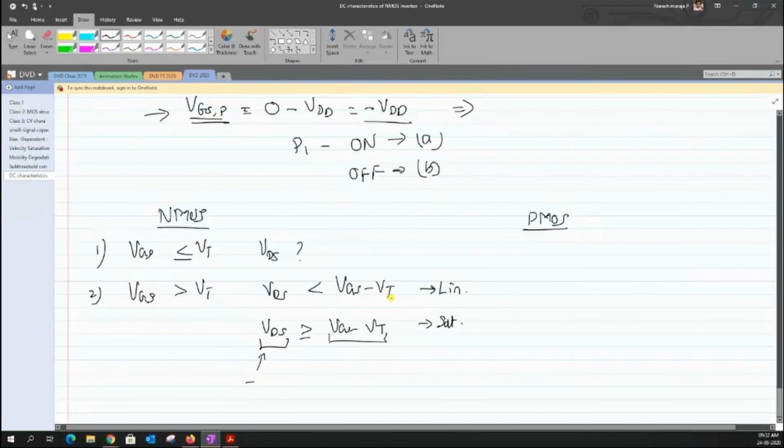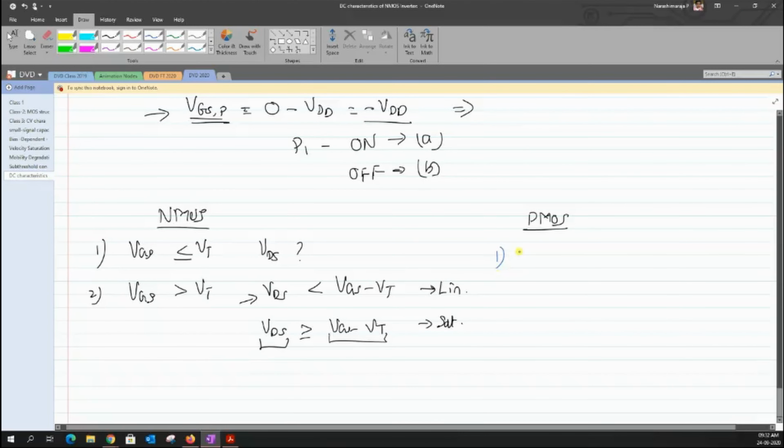So in that way, we could see that if my VDS is more positive compared to the VOV value, then I can say that my transistor is in the saturation region. Okay, so the same phenomenon we'll now try to apply to the PMOS.